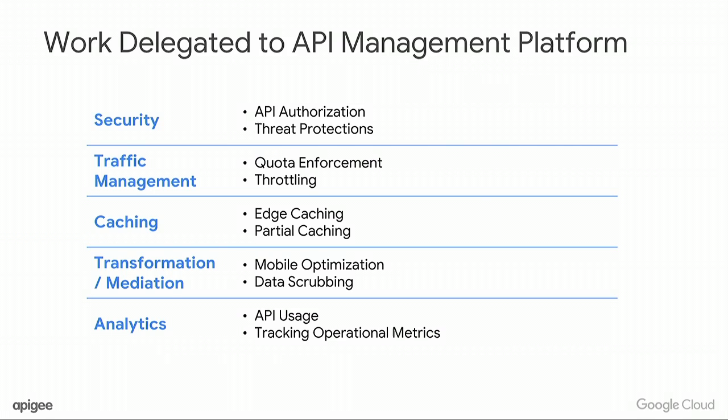And then likewise, we get to things like transformation and mediation. If you have an API that was built for a client-server app or something running internally to your organization, and you want that to be useful for a mobile app, you can do mobile optimization. We can cut the payload down, trim out the parts that aren't needed by the mobile app. Same thing for data scrubbing. If you've got an existing API that has sensitive customer information in it, and you want to expose that to a partner, instead of building another version of that API, you can use the mediation and transformation capabilities to scrub that out, so that your same API becomes usable by more people.